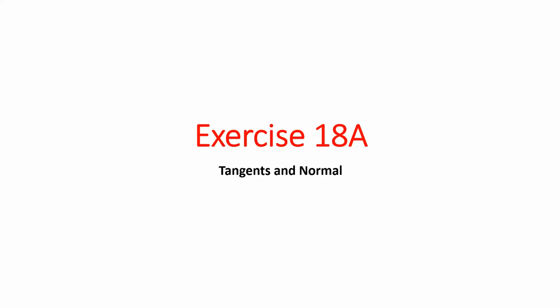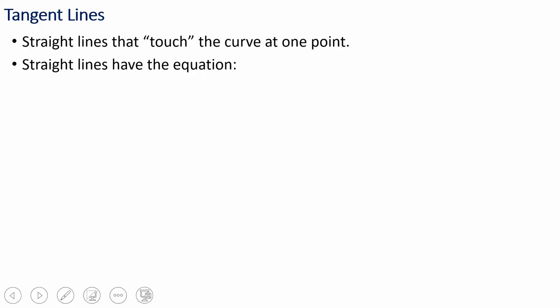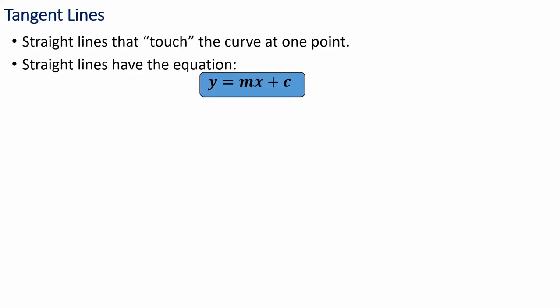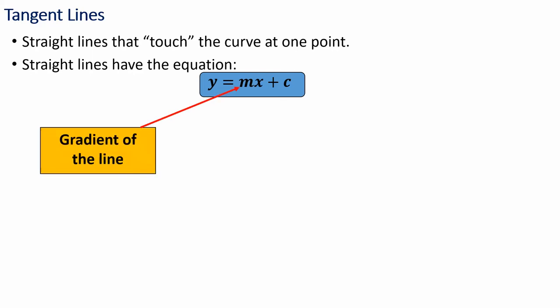Okay, so here we go. First one of exercise 18A. We said that a tangent line is when it touches the curve at 1 point. Okay? When the straight line touches the curve at 1 point, it obviously has a straight line equation, which we then call y equals mx plus c. We know that m stands for the gradient of the line. We know that c tells you the y-intercept. Now, let's take this as an example. y equals x squared is your function, is your curve, right?